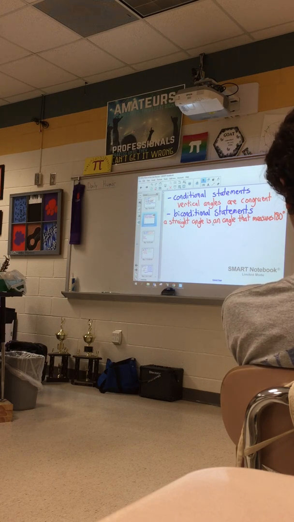A biconditional has an if and only if. A straight angle is an angle that measures 180. How do I make that a biconditional? I could say an angle is straight if and only if it measures 180. Or backwards, an angle measures 180 degrees if and only if it's a straight angle.